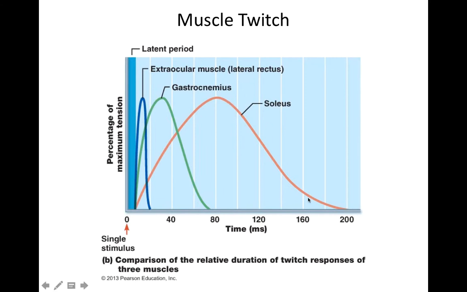Soleus, on the other hand, is what allows you to stand. You may not want to stand all day, but you can absolutely stand pretty much all day because soleus is contracting far fewer times within the given time period than the other two. Okay, so the faster the twitch, the easier and faster the muscle is going to fatigue. The slower the twitch, the less fatigable the muscle.